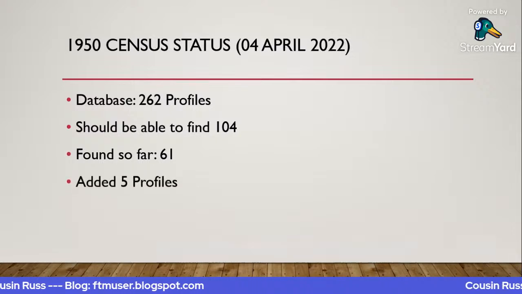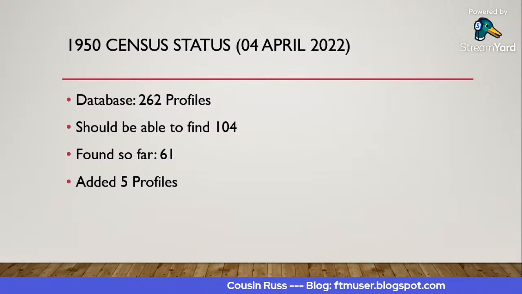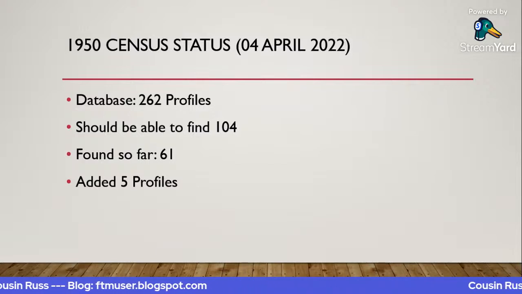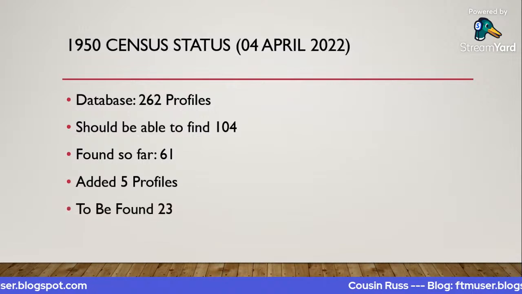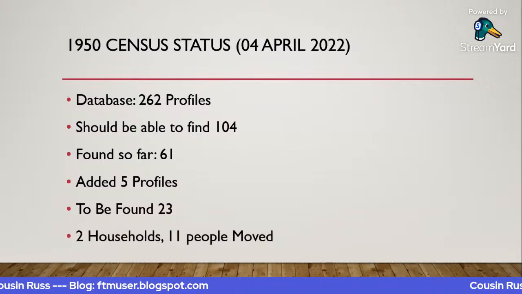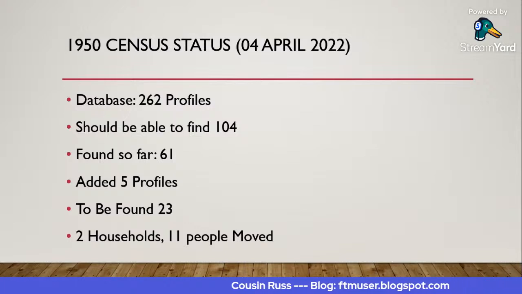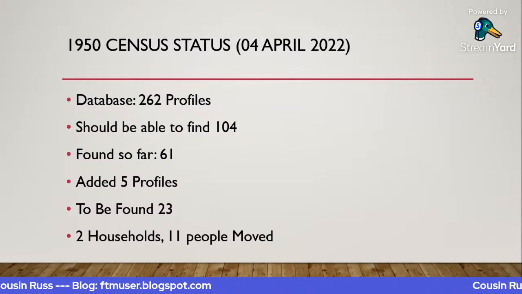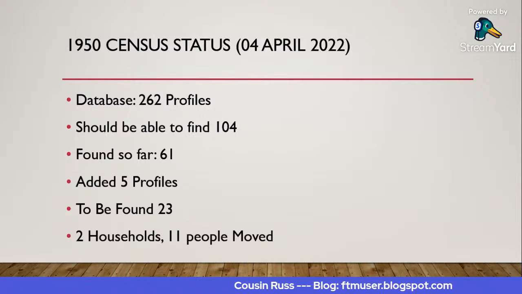I've added 5 profiles to my database because there were people that I didn't know that showed up in a census record when I brought the data in from various websites. To be found, I've got 23 more profiles to find. The bad news is I have 2 households which have 11 people in them who I can confirm have moved, and actually I think I have another one that has also moved, a single person. But I have 23 people basically to be found.